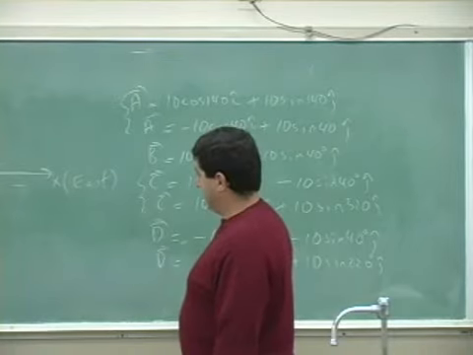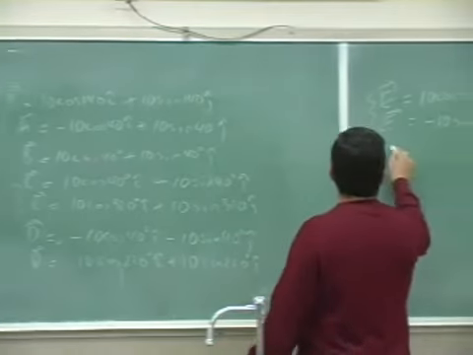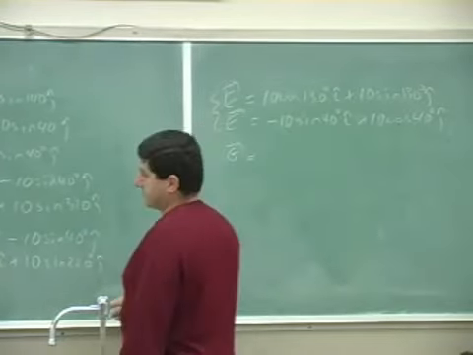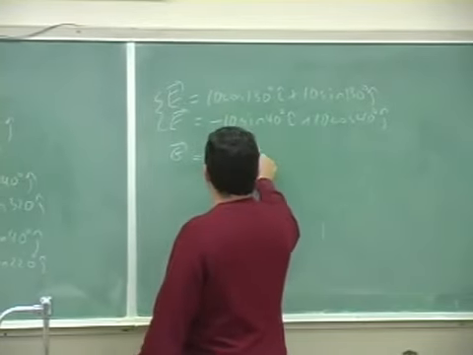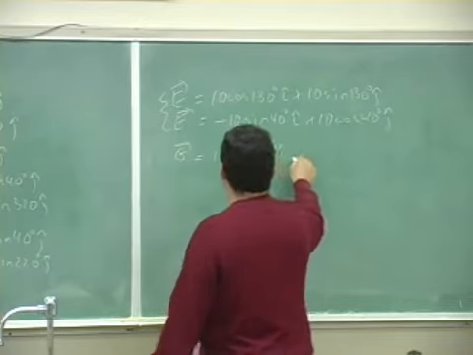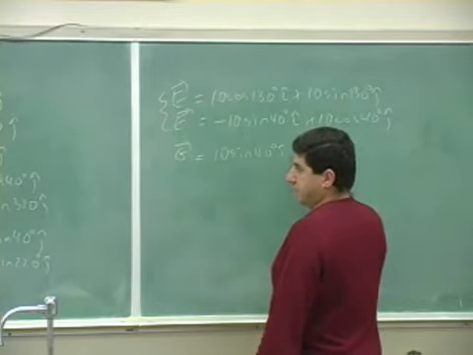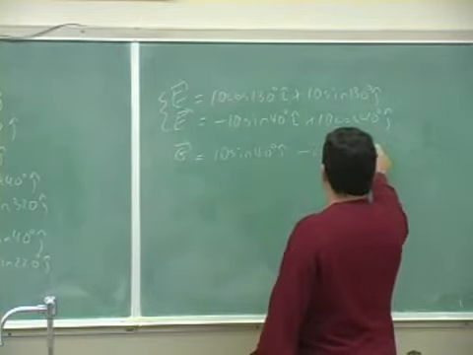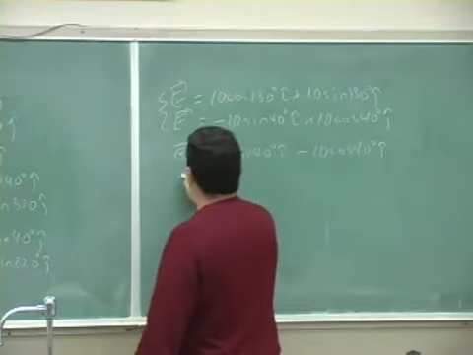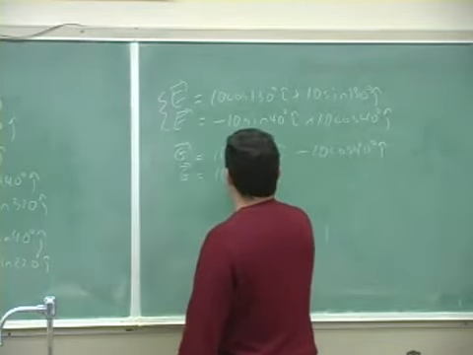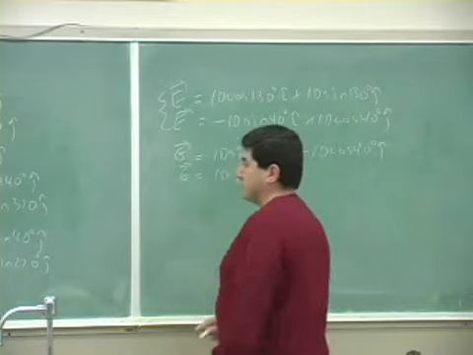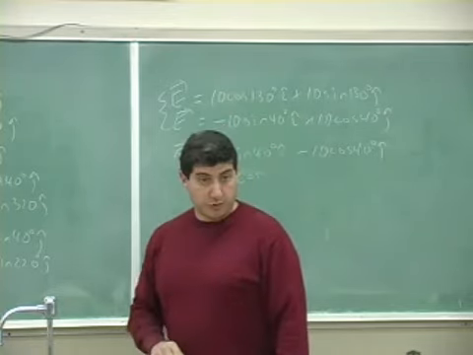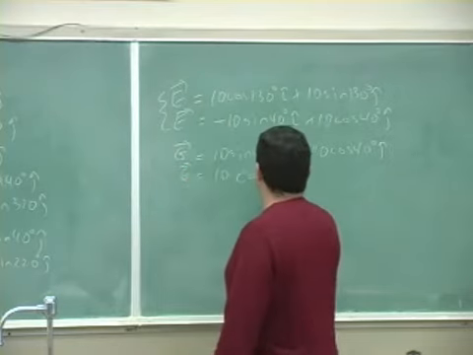How about G here? 10 sine 40 i hat minus 10 cos 40 j hat, or use its true angle. 10 sine of, no, then I would use cosine. 270 plus 40 is 310.